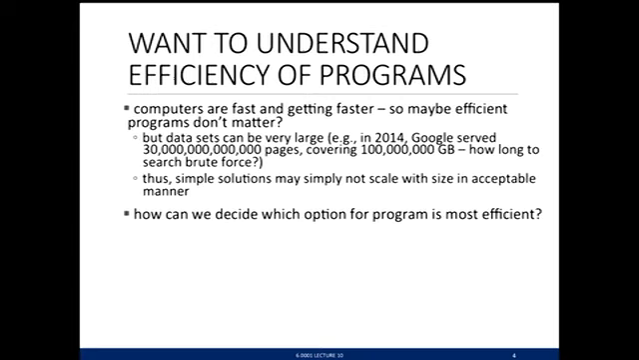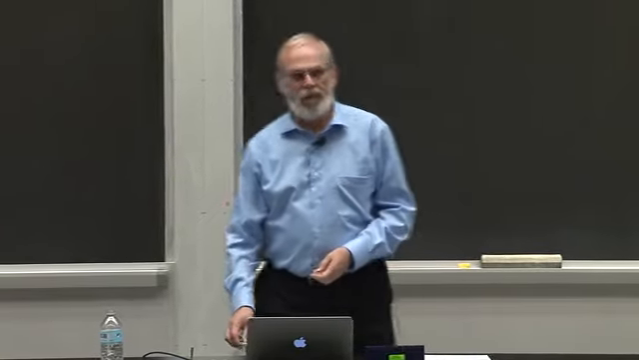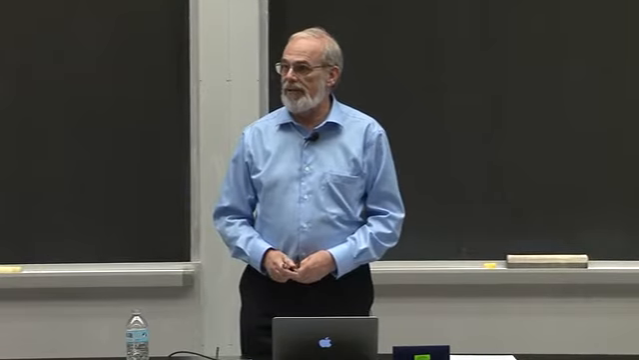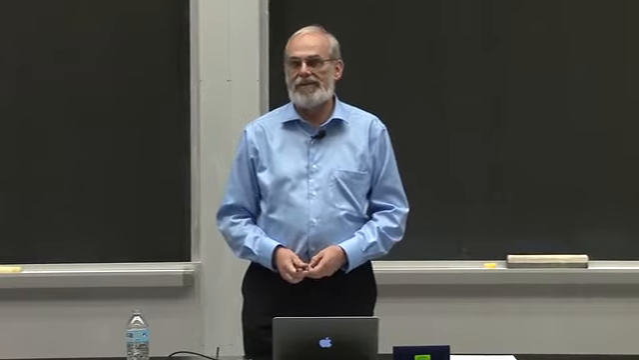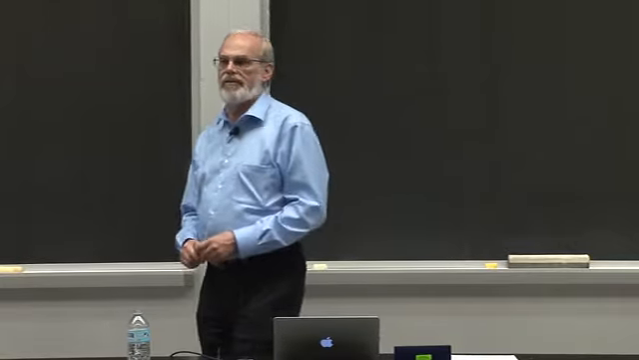I just pulled this off of Google, of course. In 2014, I don't have more recent numbers, Google served, I think I have that number right, 30 trillion pages on the web. It's either 30 trillion or 30 quadrillion. I can't count that many zeros there. It covered 100 million gigabytes of data. And I suggest to you, if you want to find a piece of information on the web, can you write a simple little search algorithm that's going to sequentially go through all the pages and find anything in any reasonable amount of time? Probably not, right? It's just growing way too fast.